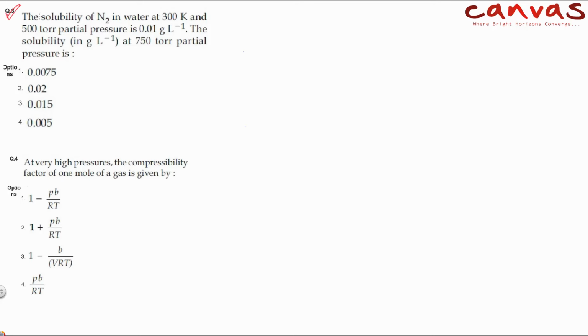Okay, so moving on to the third question. Here the solubility of nitrogen gas in water at 300 Kelvin and 500 torr partial pressure is given. So simply if you imagine the situation here, we have a container filled with water. Now the solubility of N2 gas means nitrogen gas must be present above this water surface. Okay, so this is the N2 gas and its partial pressure of N2 is given to be 500 torr.